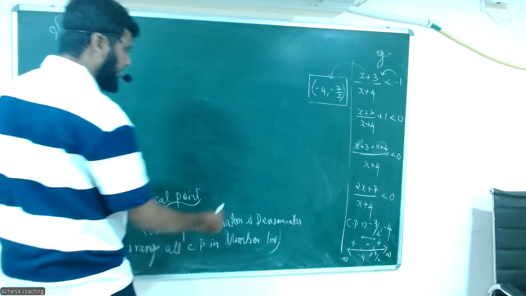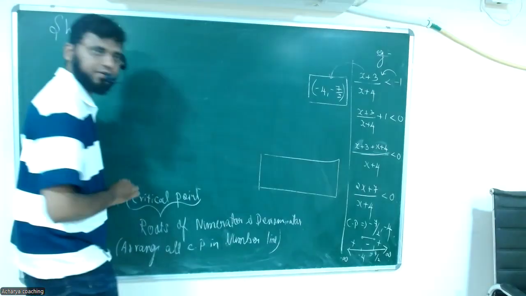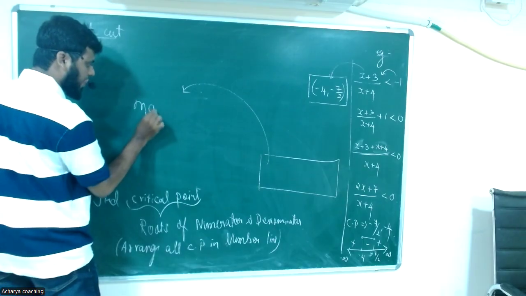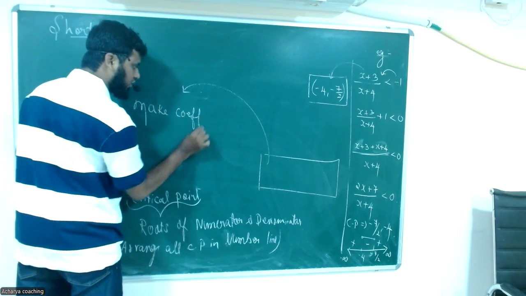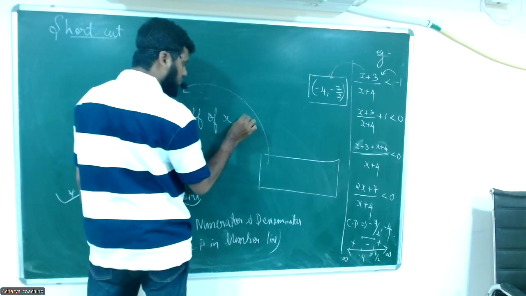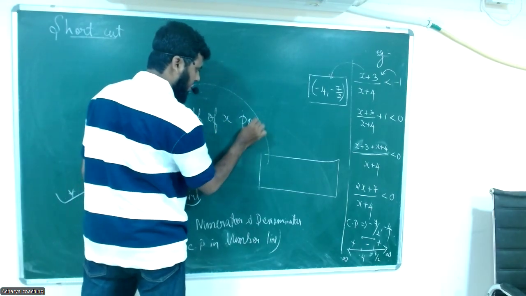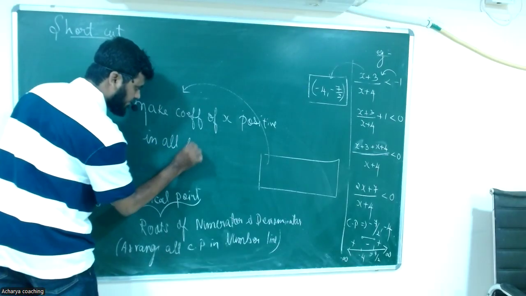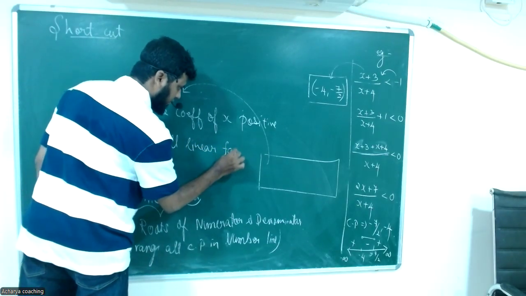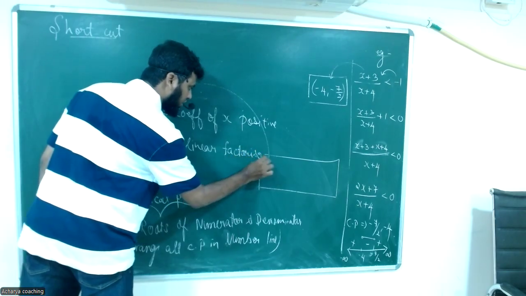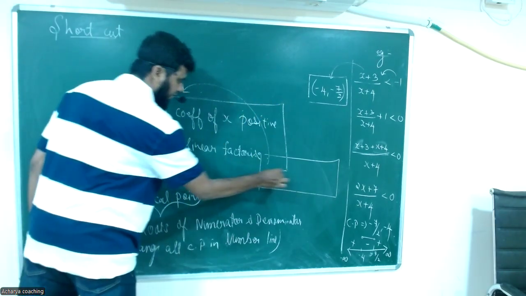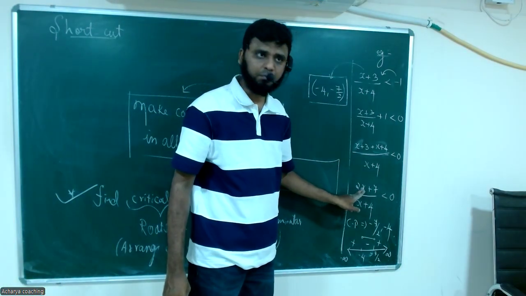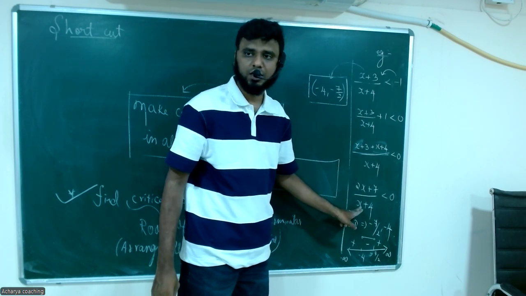See, before here I have written product of linear factors, right? Write as a product of linear factors. In that linear factors, make coefficient of x positive in all linear factors. What we have to do? We have to make coefficient of x positive in all linear factors. In this particular question, already coefficient of x is positive. Here also coefficient of x is positive.